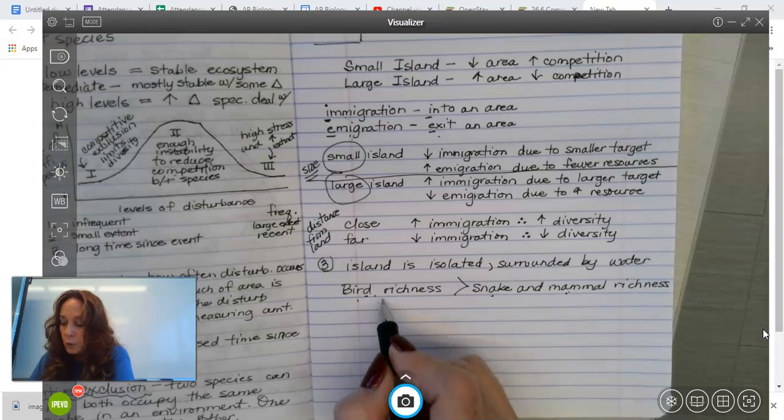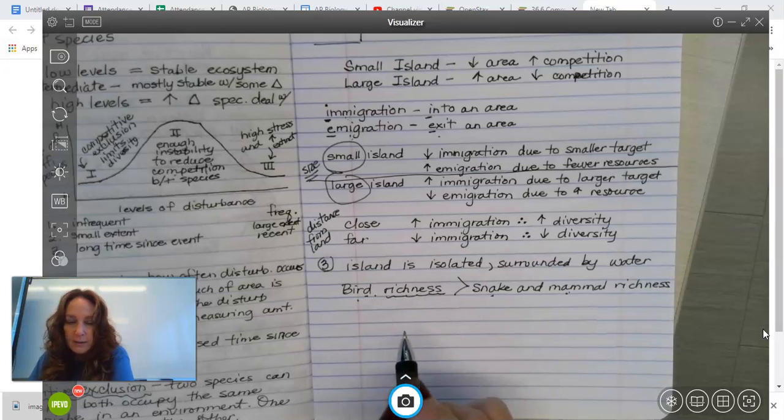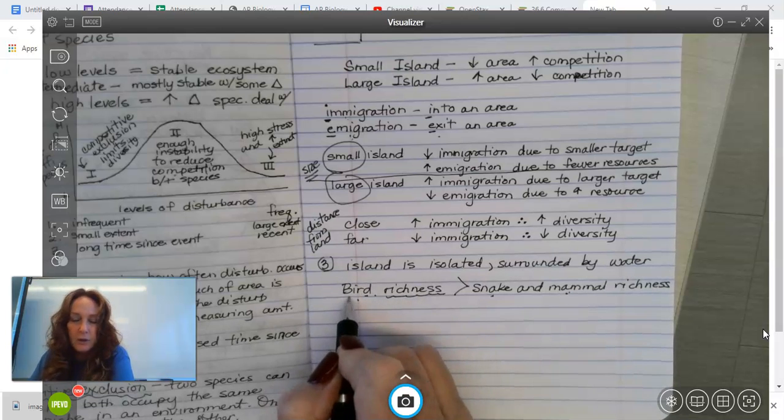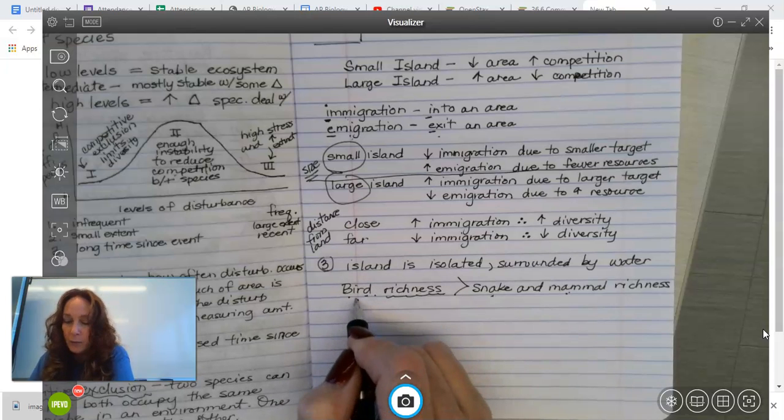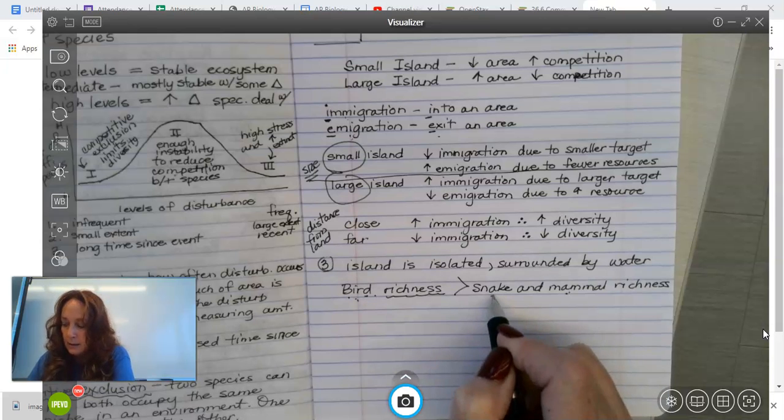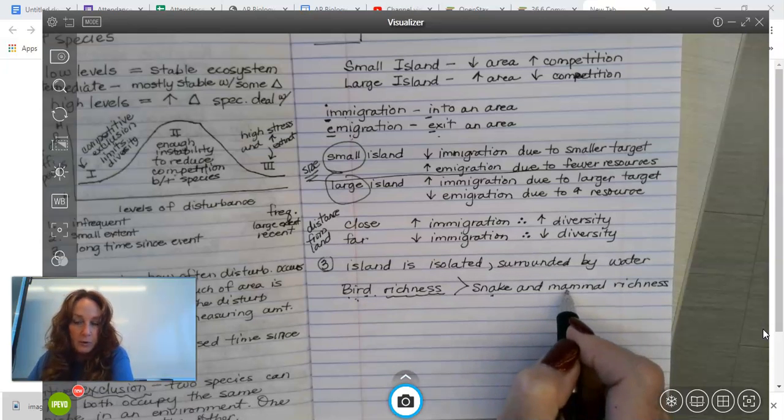And they asked for richness, which doesn't mean, well, how much did you have of each bird? Nobody cares. That's not what I asked. I asked, how many different bird species do you have? It would be more than the different numbers of snake and mammal species.